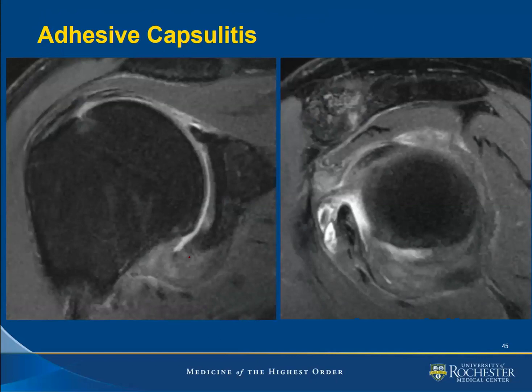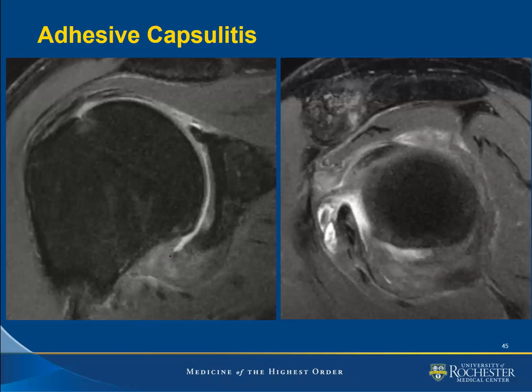So adhesive capsulitis, and this is an excellent example of that, the hallmark findings are thickening of the axillary pouch, edema within the axillary pouch, and edema within the rotator interval fat. So the combination of thickening of the axillary pouch, edema of the axillary pouch, and edema of the rotator interval fat are findings which are suggestive of adhesive capsulitis. Another finding which is apparent in this patient but not always seen is this pericapsular edema, which is extending along the entirety of the joint capsule.